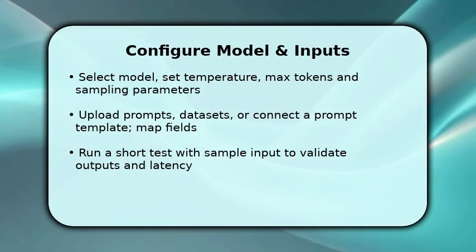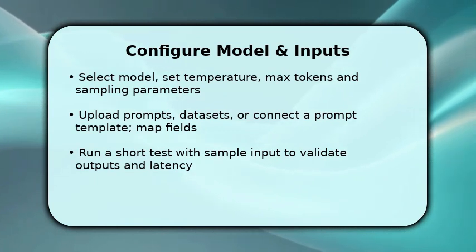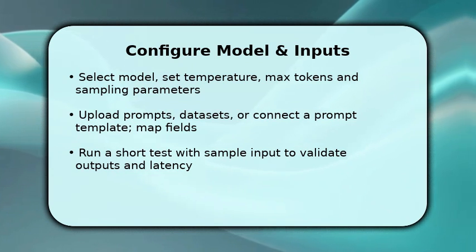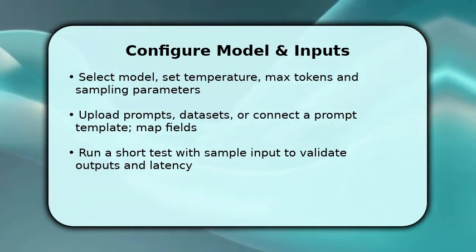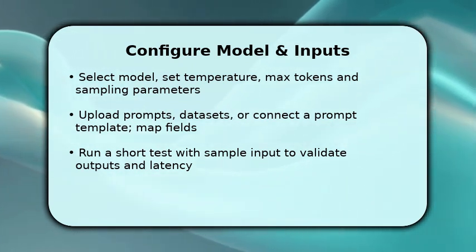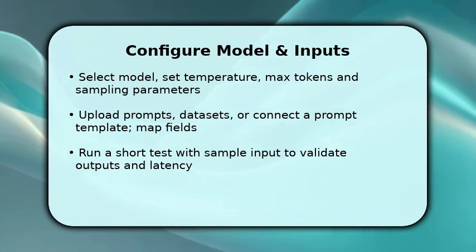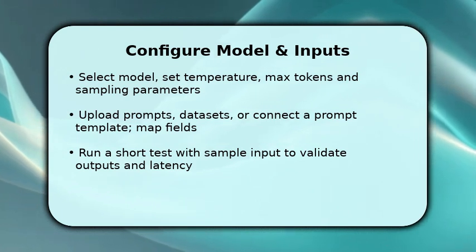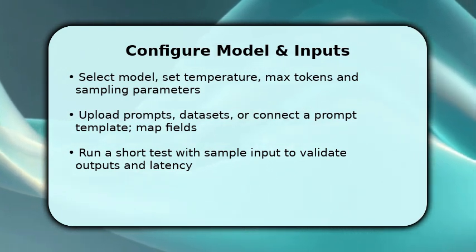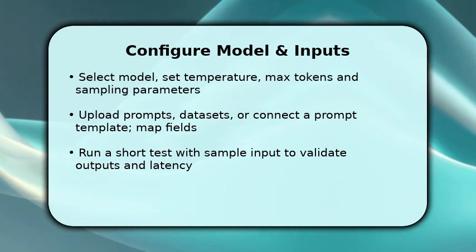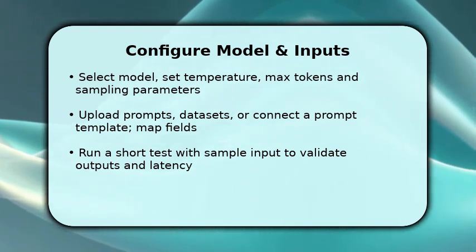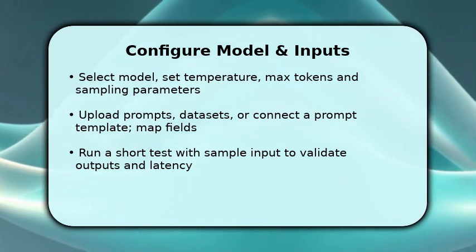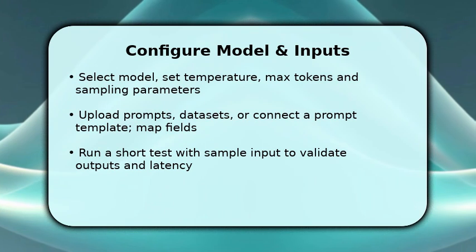You now configure the model and feed data so the system can produce useful outputs. Choose the model variant, then adjust temperature and max tokens to balance creativity versus control. Lower temperature yields predictable results. Next, upload your prompts or dataset and map fields precisely, because misaligned inputs produce garbage. Once inputs are mapped, run a short test with a sample prompt to check responses and latency. If responses look off, tweak sampling parameters and rerun until outputs match expectations.